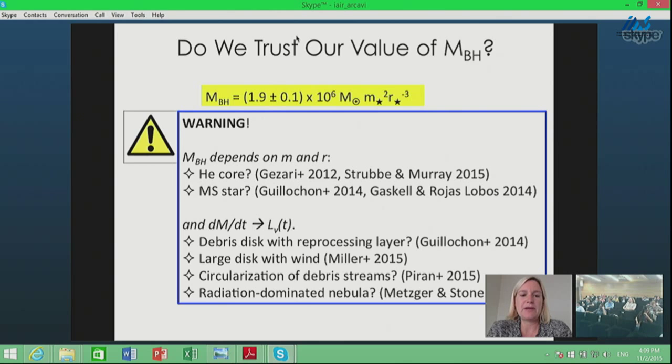I'm going to talk about the spectroscopic properties in a second, but you're going to get a different black hole mass depending on whether you think this was a helium-rich core of a stripped red giant, for example, or if you think it was just a main sequence star.